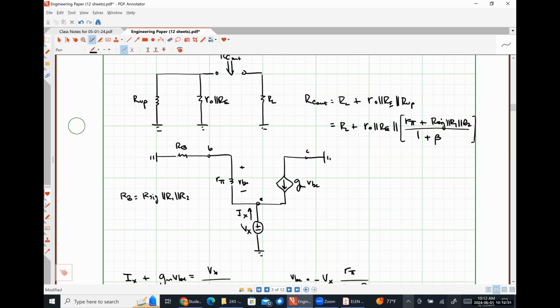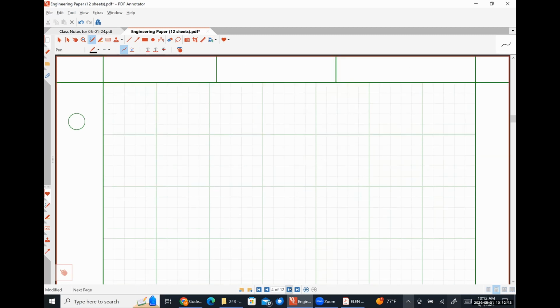All right, so let's look at our high frequency response, and we're not going to get very far into this because the notes I have didn't get as far as I wanted to. Common collector amplifier, high frequency response.